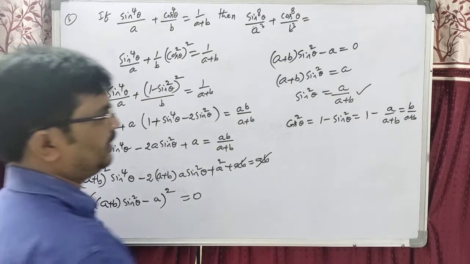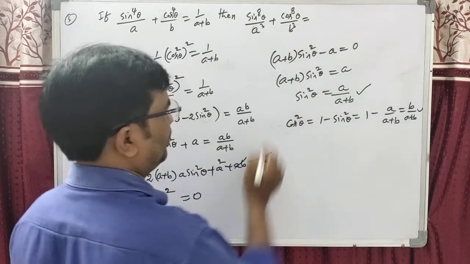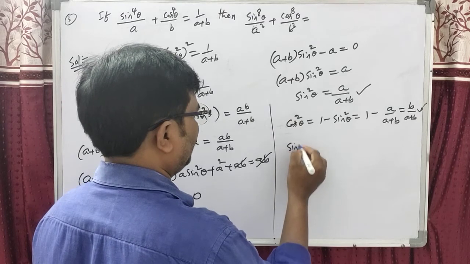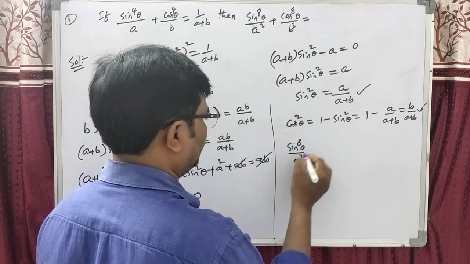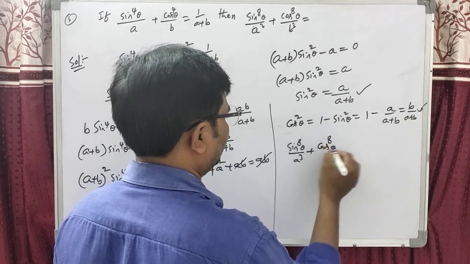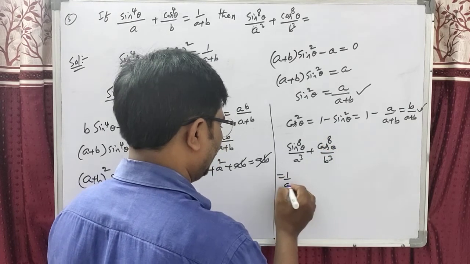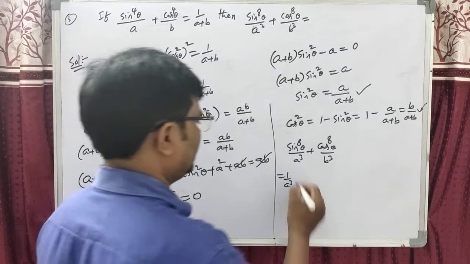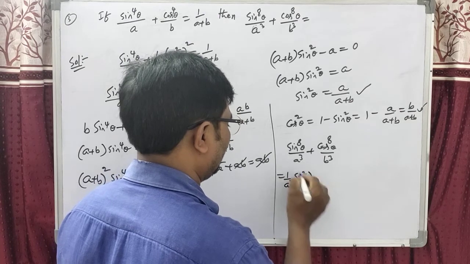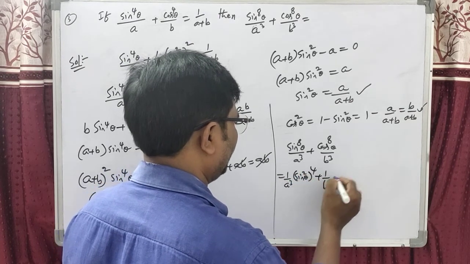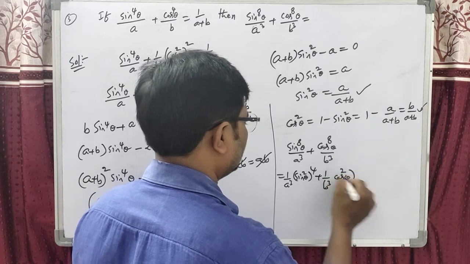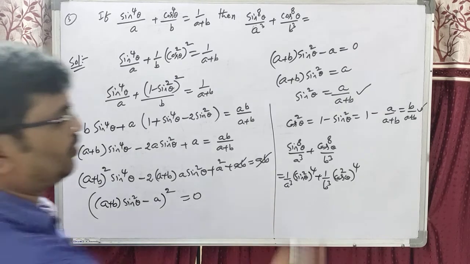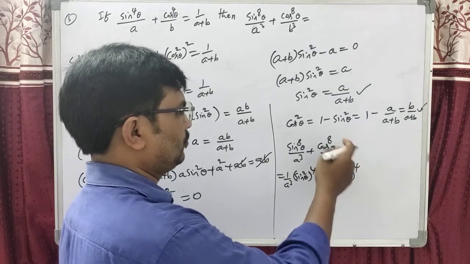Dear students, right now we have to find the value of what, students? That is sin power 8 theta by a cube plus cos power 8 theta by b cube. 1 by a cube, how to write this? That can be written as (sin square theta) whole power 4. 1 by b cube we can write as (cos square theta) whole power 4. Dear students, (sin square) whole power 4, 2 4s are 8. Here also 2 4s are 8.